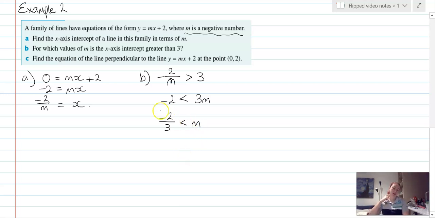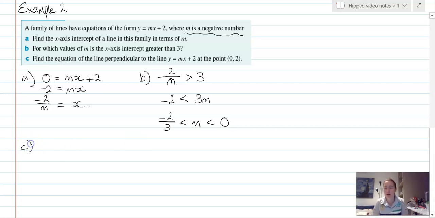So those are the values. When negative 2 over 3 is less than m, then our x-intercept is going to be bigger than 3. However, remember that because m is a negative number, m is always going to be less than 0. So we need to add an extra parameter in there that m is less than 0. So what this now says is that our value of m is between negative 2 on 3 and 0.